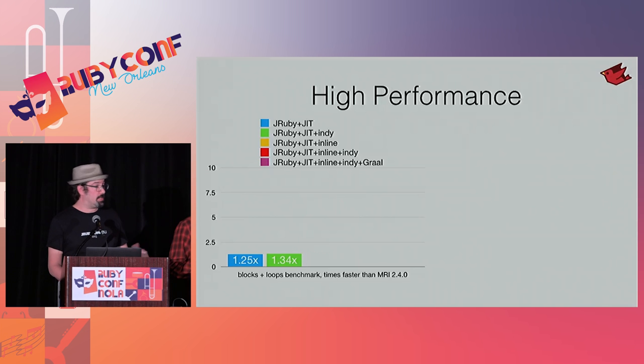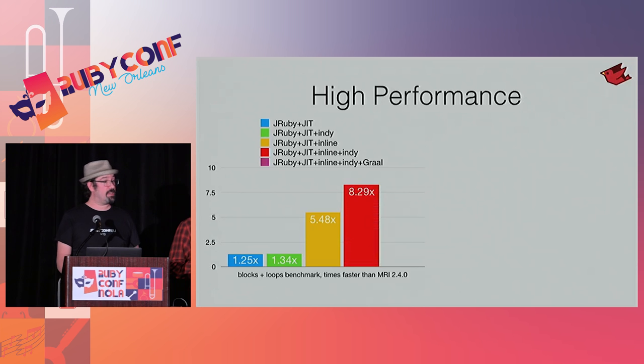But Tom and some of the other folks that work on the compiler have been working on doing our own inlining of those blocks so that we can optimize them like Java would like to see and make it faster. And that starts to make a big difference for performance. Now we're starting to get closer to 5 or 6 times as fast as CRuby. If we throw invoke dynamic in here, we're 8+ times faster.